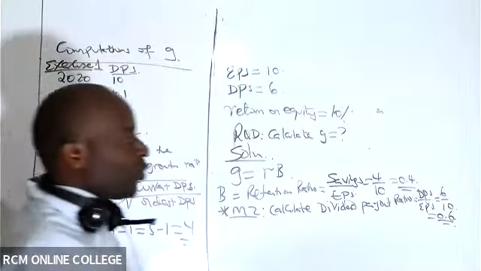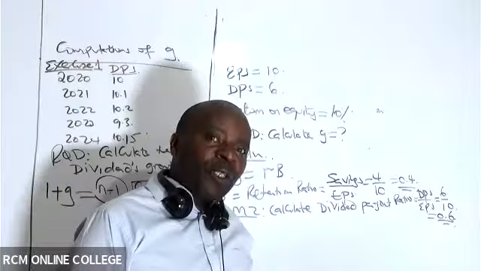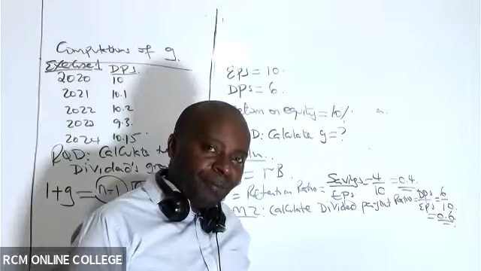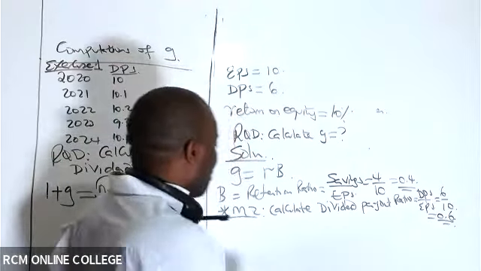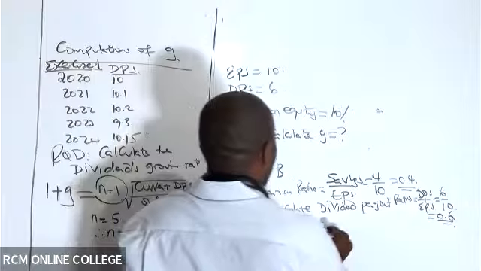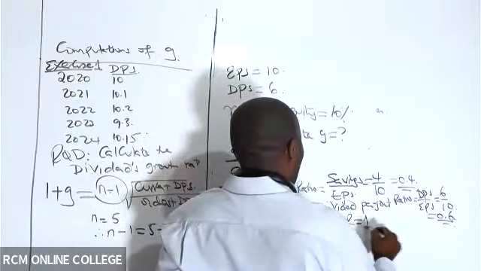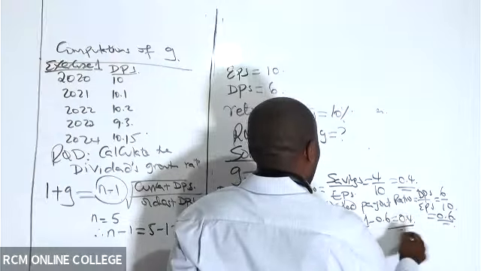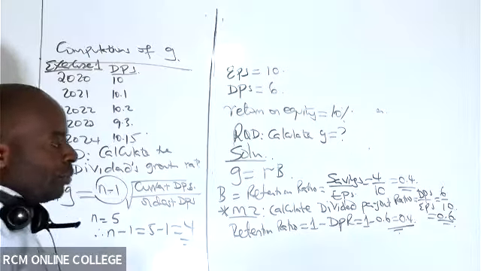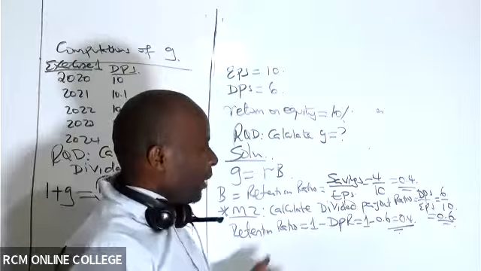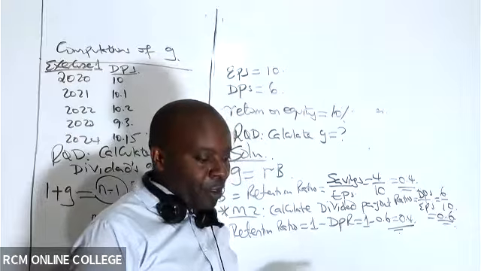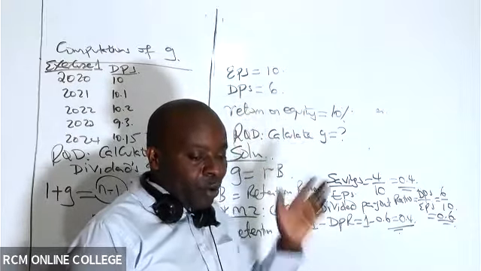So if the dividend payout ratio is 60%, if what I'm able to pay out is 60%, that means that what I'm able to retain is 40%. So the retention ratio will be 1 minus the dividend payout ratio. So 1 minus 0.6 gives me 0.4, which is 40%. Up to here, are we somehow together?